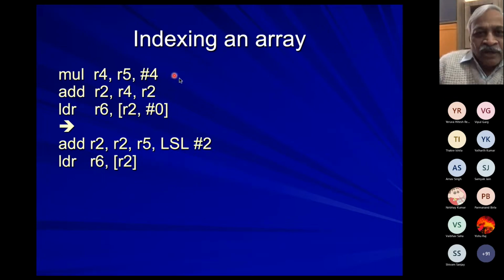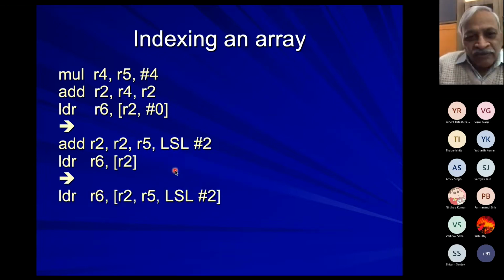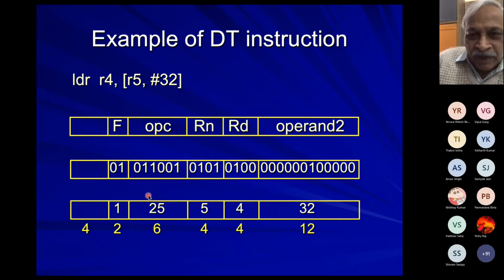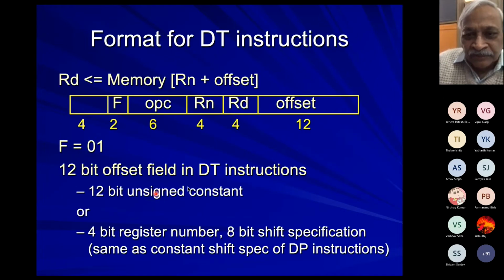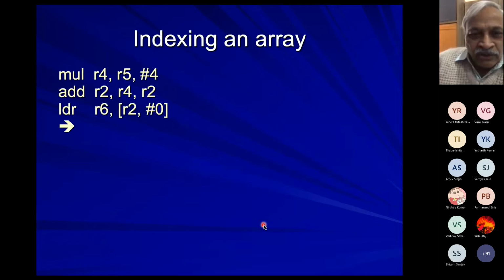Okay, so you don't need a multiplication, you can do it by shift. Even further, you can simplify things: that shifting and adding is part of the load instruction itself. As I had shown in the format, the second operand or the offset part, when it is specified as a register, it can be specified with a shift. Okay, so that's what we are trying to exploit here.